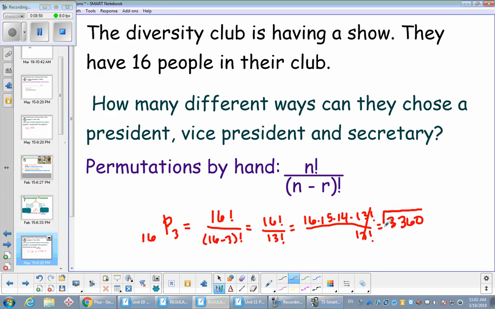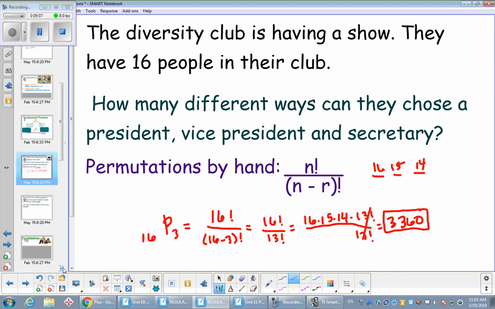So you can either use the P button or the notation of P, 16P3, or you can just think there are 3 spots. I'm going to write it out 16, 15, 14. But note that it's called a permutation because the order matters, all right? So now we're going to look at another example here and see what's different.